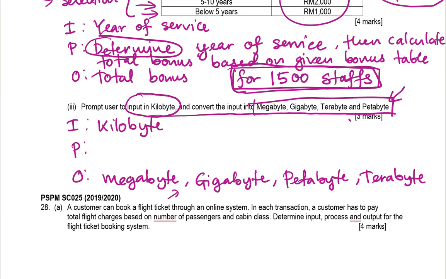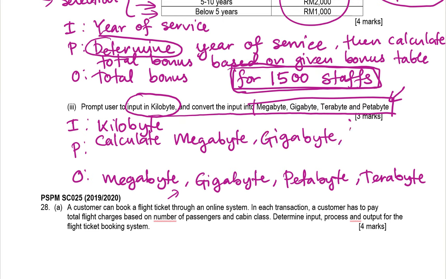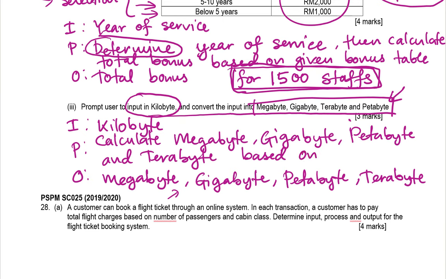Now, how to write the process? You just write calculate, or you can use the word convert, your output. So what is your output? Megabyte, gigabyte. You just write in capital letters. Megabyte, gigabyte, petabyte, and terabyte, based on your input, based on kilobyte. All right.